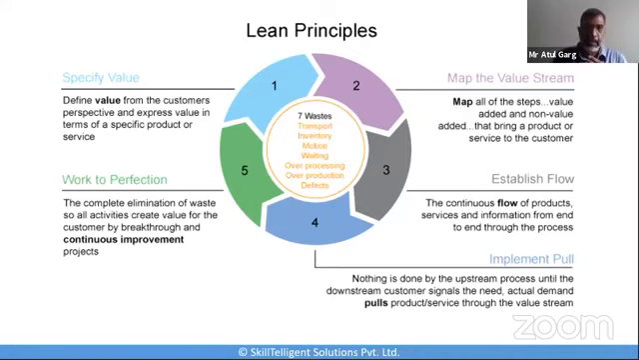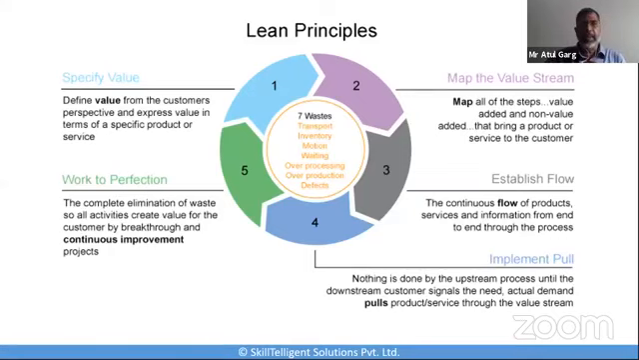If your value stream is not clear and you are not doing all the value added, non-value added activity towards a single goal of delivering a quality product and service to the customer, you will not achieve anything. So lean principle number 2 focuses on mapping the value streams. The third one is establishing the flow. This one talks about how the continuous flow of products, services, and information has to flow from end to end through the process. And once you have a flow of this product, service, and information, then that's where you can serve your customer far better.